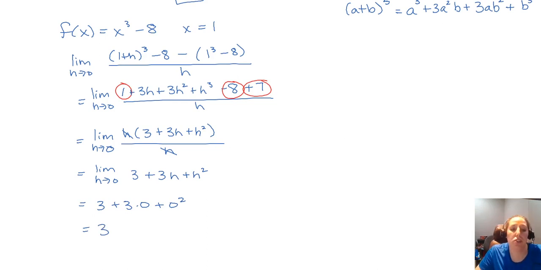So just like I said earlier, that's giving us the instantaneous rate of change, the slope of the derivative, the slope of the function, or the slope of the tangent line.